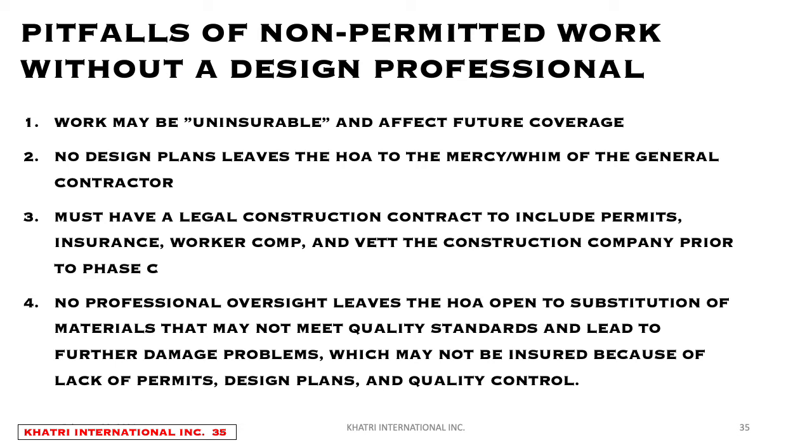of specifications. You must have a legal construction contract to include permits, insurance, workers' comp, and vet the construction company prior to starting the job. Because if you don't have these items and a laborer is injured on the job, you are risking your association. You are taking on the liability of their work. And that's not a good place to be, especially in the state of California.